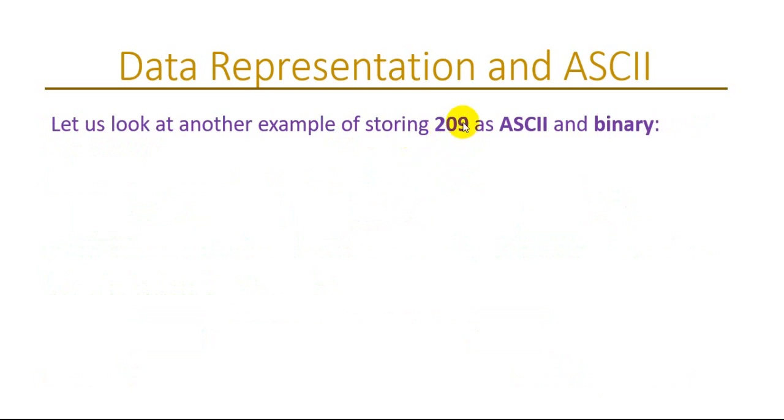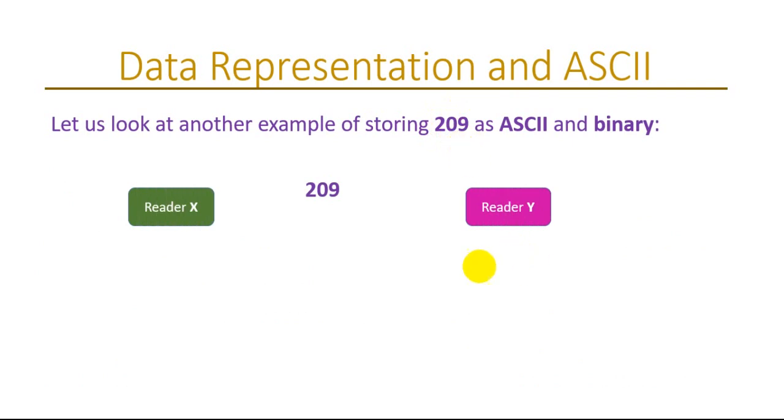Let's look at the number. We want to store 209. We are going to see how we store 209 as ASCII and as binary. I don't want to talk about the extended ASCII. If you look at the ASCII character code 209, it will be extended ASCII, which will be some character. I'm not going to talk about that for the moment. I'll show you something else. Two people are going to read this 209.